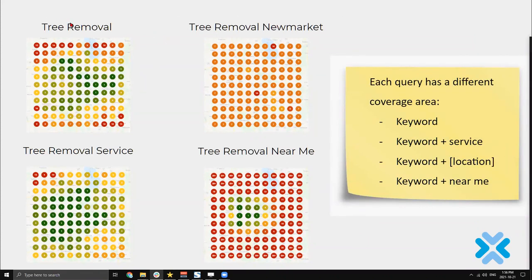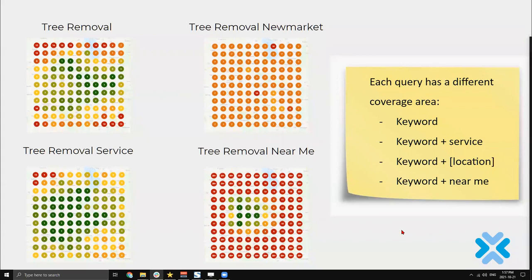scans. So we have tree. I just did it this morning. One location: tree removal service, tree removal Newmarket, and tree removal near me. Well, these two are kind of close, but very different ranking scans.